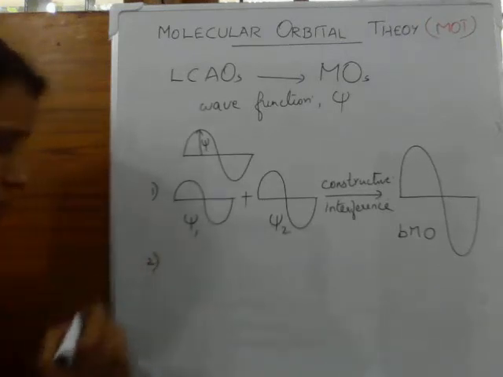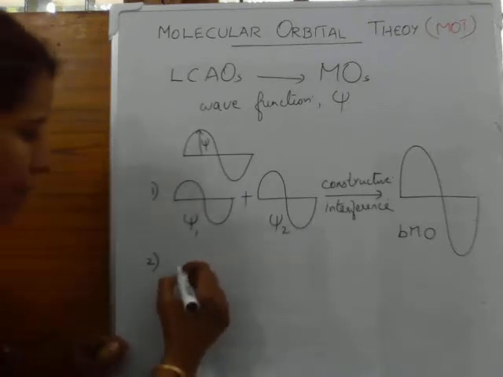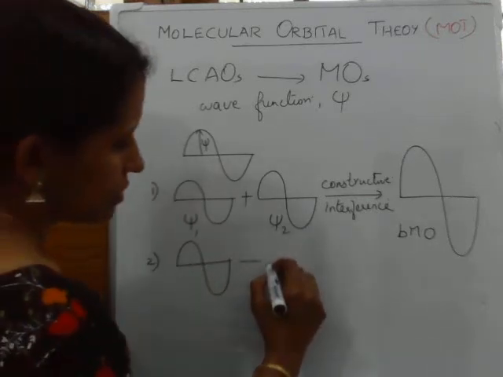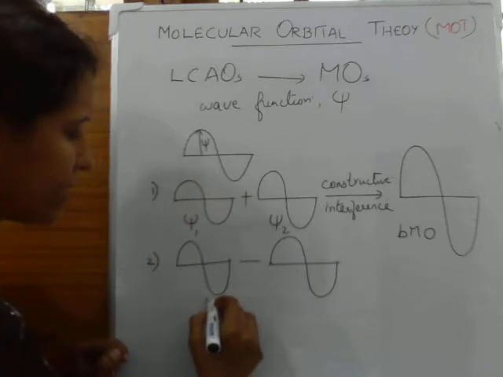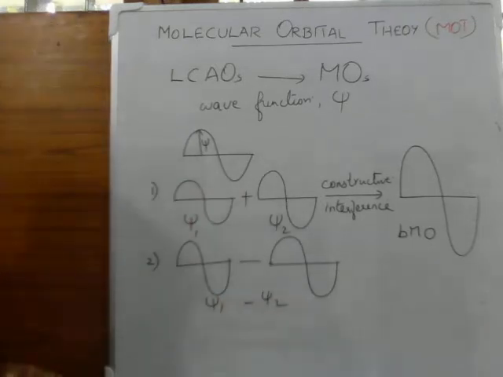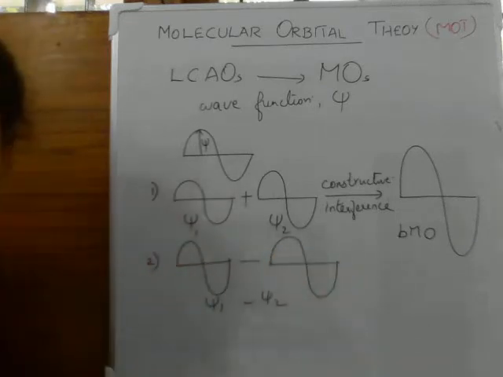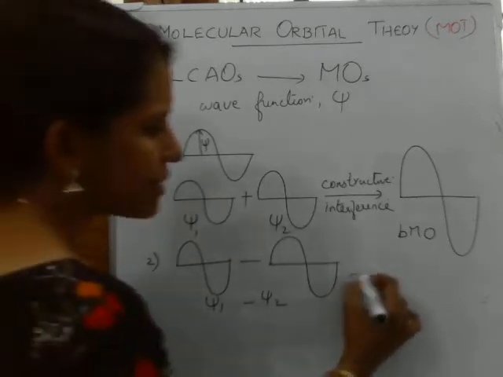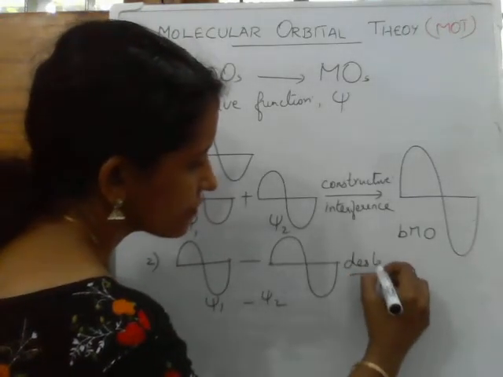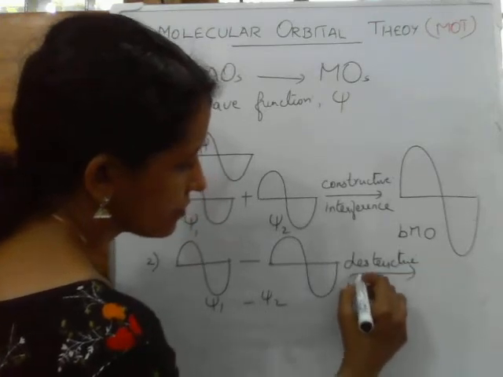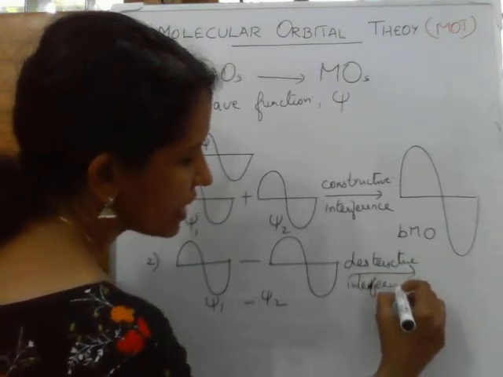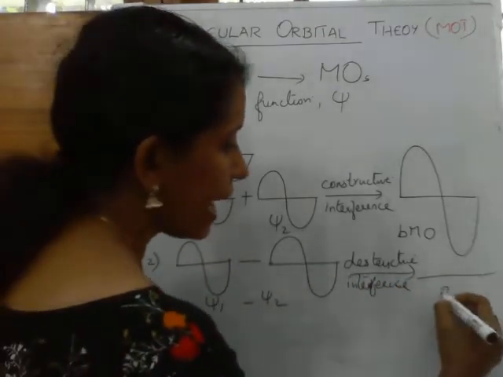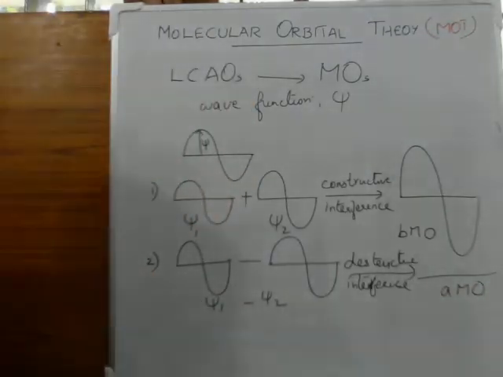Now the second type of combination of the wave. This is the first wave. If you subtract the wave function psi, that is psi 1 minus psi 2, that means they cancel each other. The electron waves cancel each other. That is called destructive interference. Here what happens? The electron waves cancel each other. This results in anti-bonding molecular orbital, which is having higher energy.